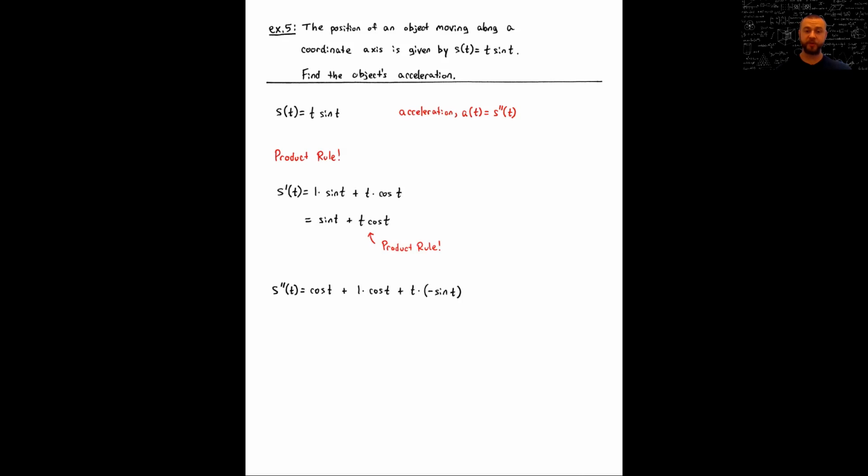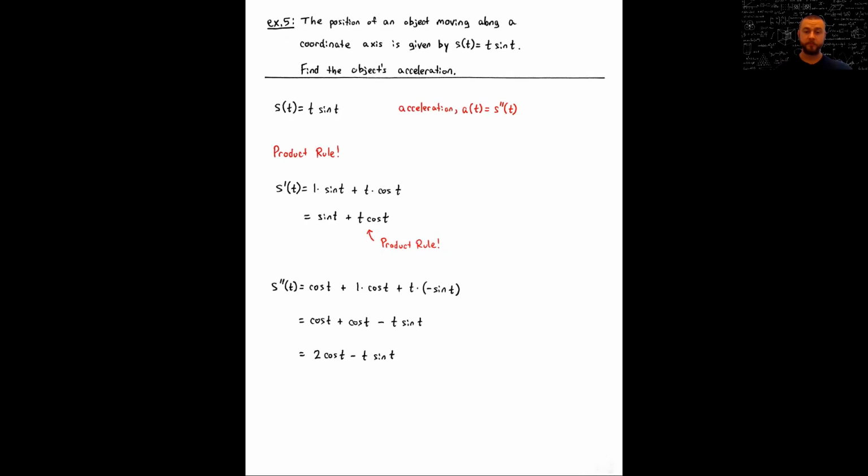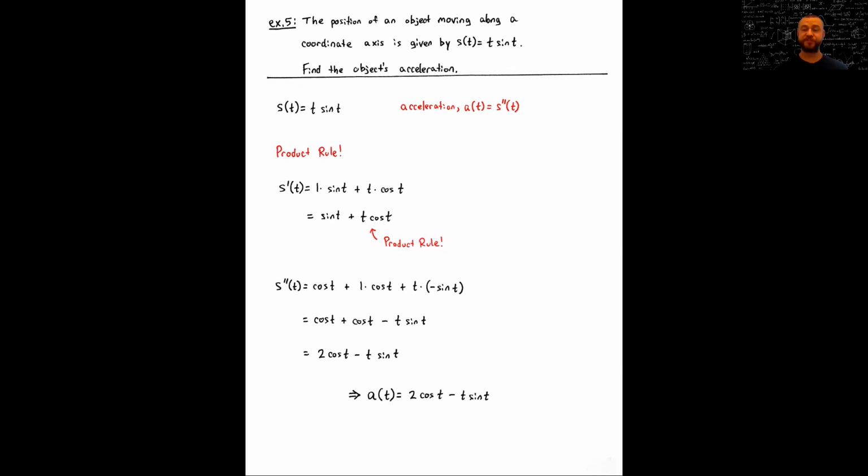We can simplify this a little bit, and we can express our final answer for the second derivative, which physically represents the acceleration. We can write that as 2 cosine of t. That's adding the 2 like terms of cosine of t, and then minus t times sine of t.